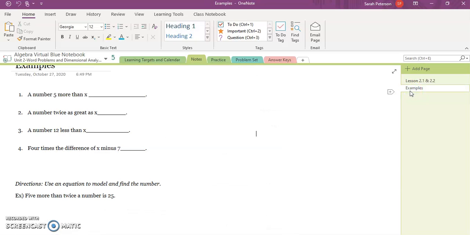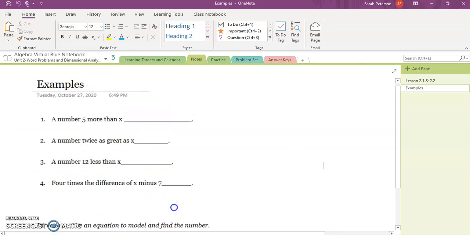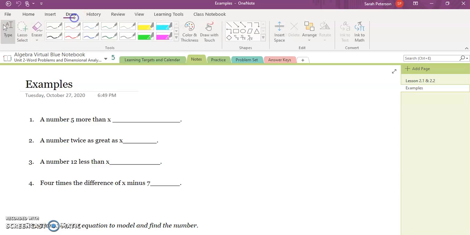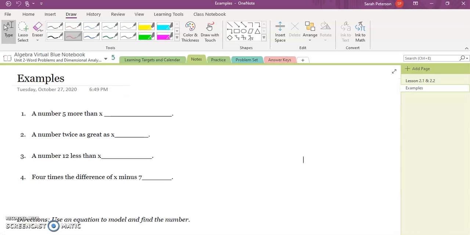I'm going to go over a couple examples with you, and then hopefully you can be successful on your own. The first couple examples are writing out expressions given a word problem. The first one says, a number 5 more than x. So 5 more indicates I'm going to add 5 to whatever that number is. I know that x is the number they're giving me, so 5 more than x might look like x plus 5. You could write 5 plus x. The commutative property tells me that is okay.